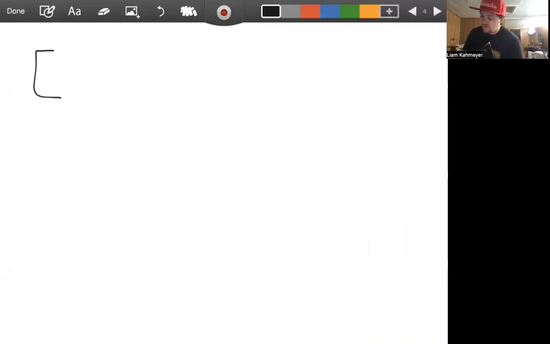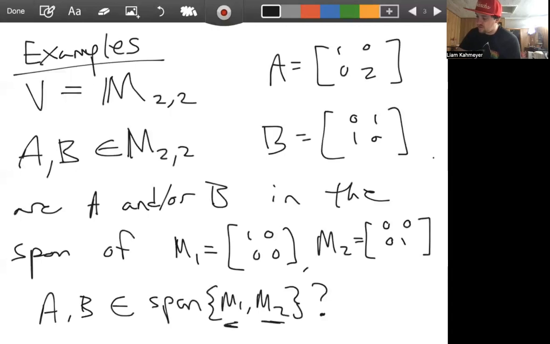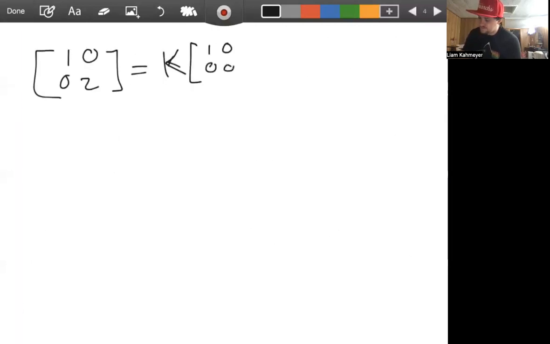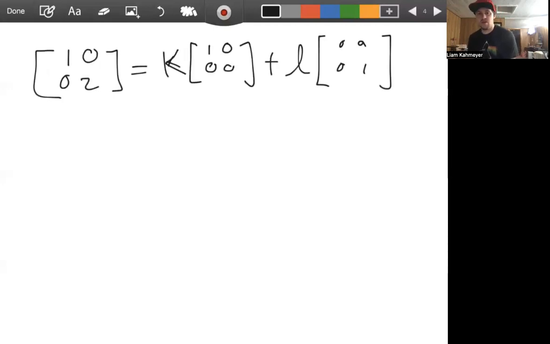We're asking for A, which is 1, 0, 0, 2. Does there exist constants, let's say K and L, such that we can write K times M1, which is 1, 0, 0, 0, plus L times 0, 0, 0, 1, right? This was M2. If there exist K and L that make this equality hold, then we know A is in the span of M1 and M2, right? So let's see what we get here, or see if this is possible.